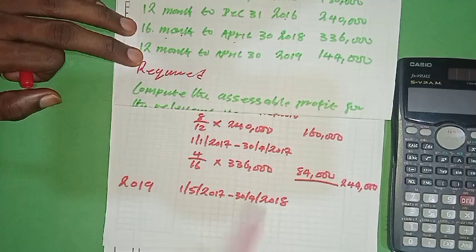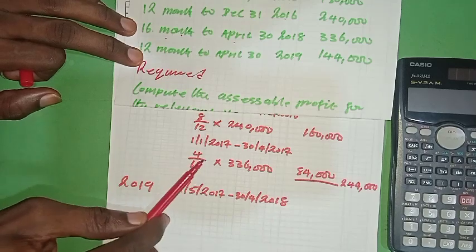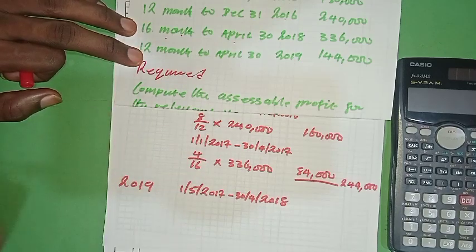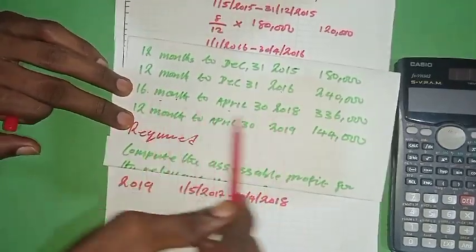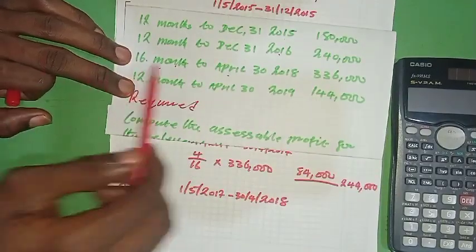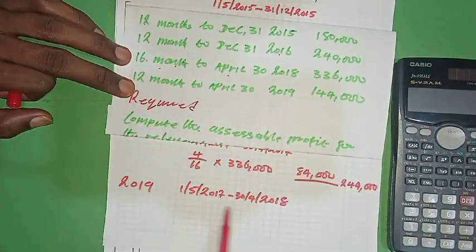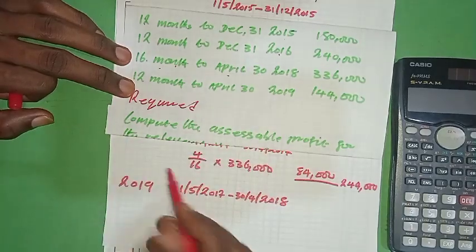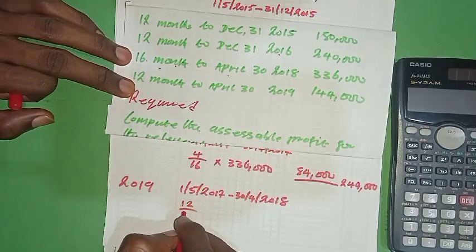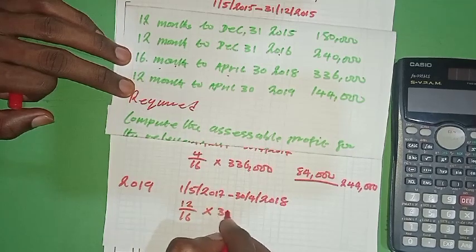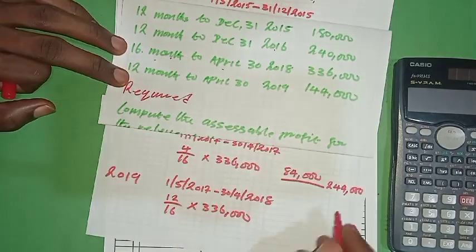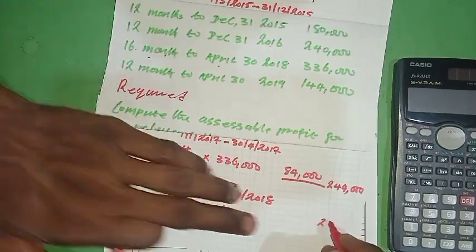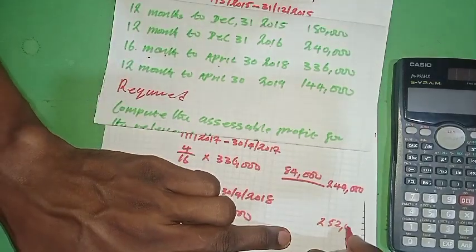And here we're looking for what? 12 months here. 16 minus 4 will give you what? Will give you 12. And the 12 months is embedded here. That is from May to 30th April. So here you say 12 months over 16 times 336,000. I hope you are getting this. If you times it, it will give you 252,000.